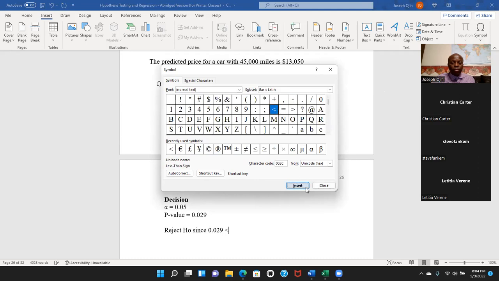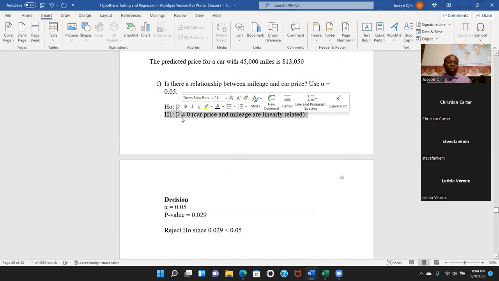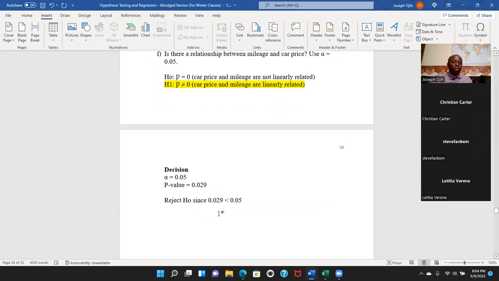Since the p-value is less than alpha of 0.05, we reject H0. That means H1 is the correct hypothesis. The conclusion is that the car price and mileage are linearly related. Any questions on this, class? No, not for me. Okay.